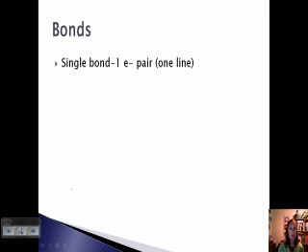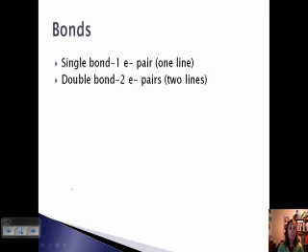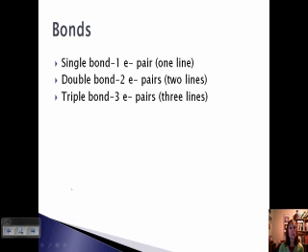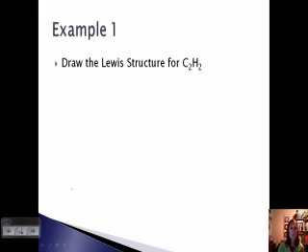There are 3 types of bonds. There's the single bond, which is 1 electron pair, which is a single line. There's the double bond, which is 2 electron pairs, or 4 electrons total. That's 2 lines. Or there's a triple bond, which is 3 electron pairs, or 6 electrons total. And that's 3 lines, because it's 1 line per pair. So let's look at an example.